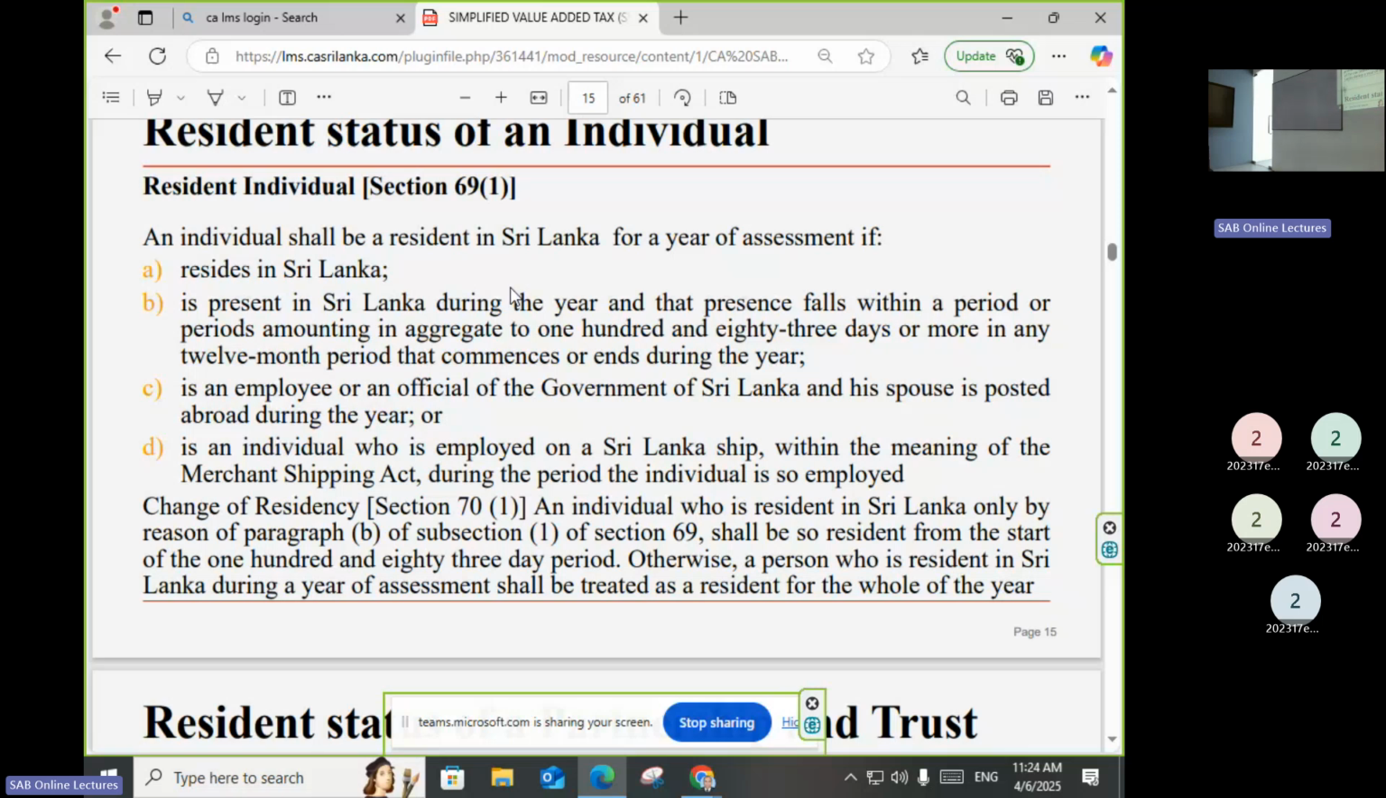The last one is an individual who is employed on a Sri Lanka ship, within the meaning of the Merchant Shipping Act, during the period the individual is so employed. Somebody employed on a Sri Lanka ship, meaning the ship is registered under Sri Lanka law. During the period he is employed, he shall be treated as a resident person for Sri Lanka tax purposes. Is that clear?